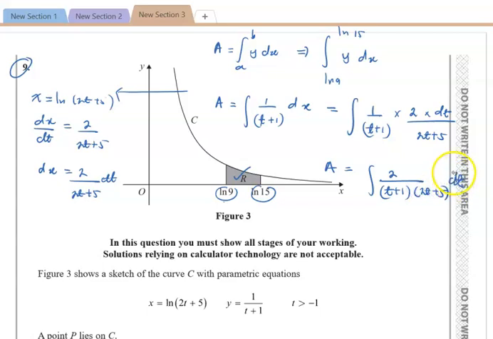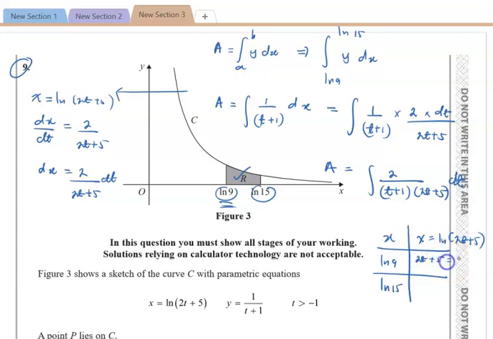Now we need to figure out the limits as well, because these are limits for x. So if those are limits for x, we need to figure out the limits for t. That means we have the limit for x. So when x is equal to natural log of 9, and here also natural log of 15. But our x is equal to natural log of 2t plus 5.